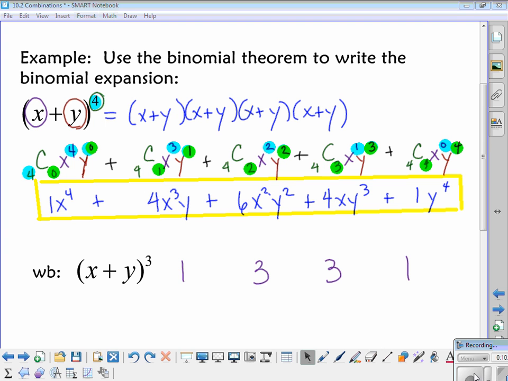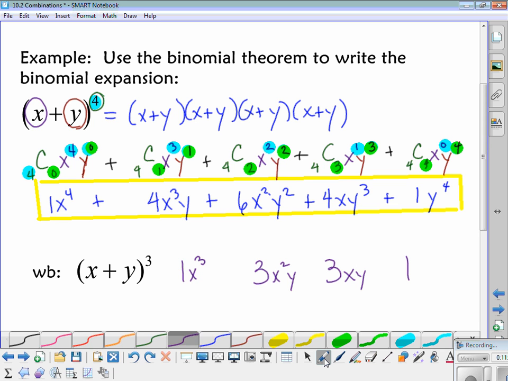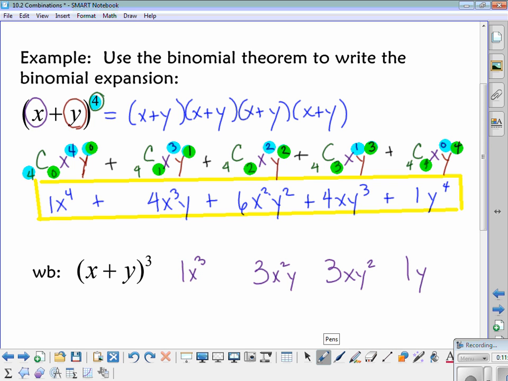Okay, so it looks like you guys are getting it. So my x's, I'm going to start at x cubed and count down. And I'm not going to worry about x to the 0. And then my y's, I'm going to count up. Well, and I don't need to write... I think that should be squared. And then y cubed, and then just put your plus signs between it.